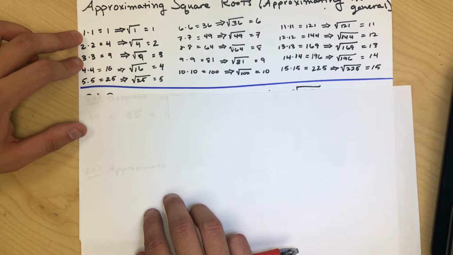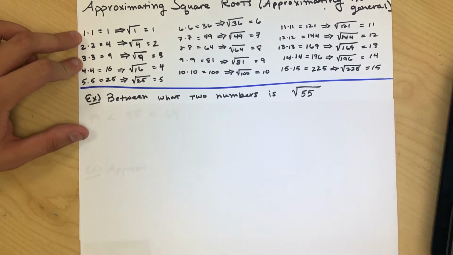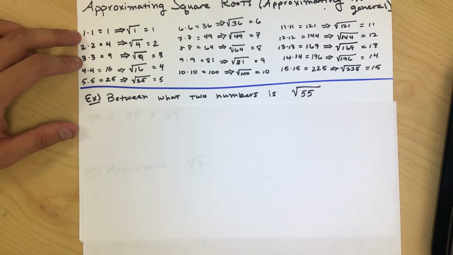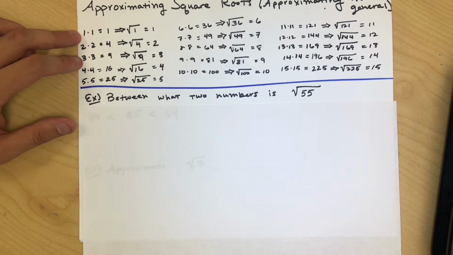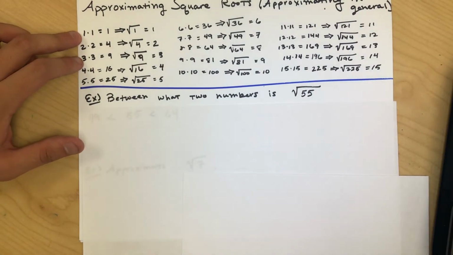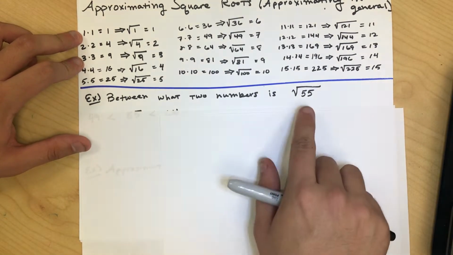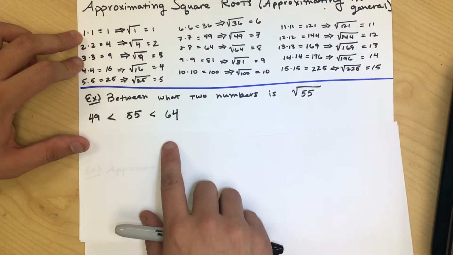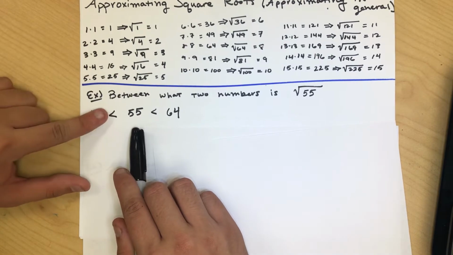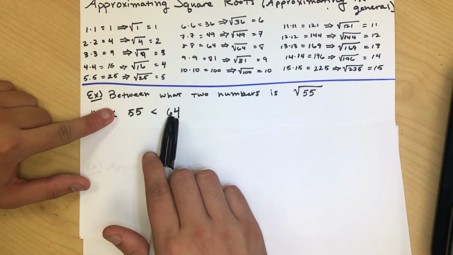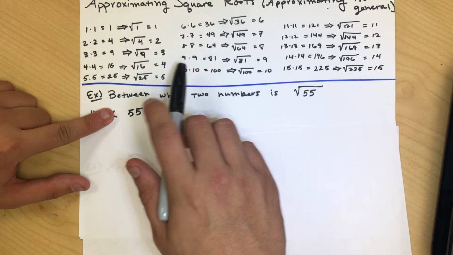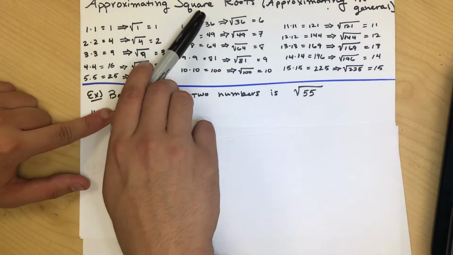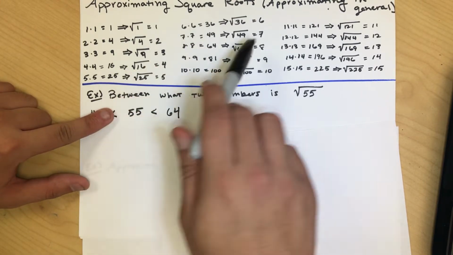Okay, so let's look at an example here. This question's asking us between what two numbers is the square root of 55. So what are we going to do? Well, the first thing that I like to do is just write down the number right in here. So this number is just 55. The next thing that I do is I go and find the perfect squares. All these are perfect squares: 1, 4, 9, 16, 25, 36, 81. These are the perfect squares.